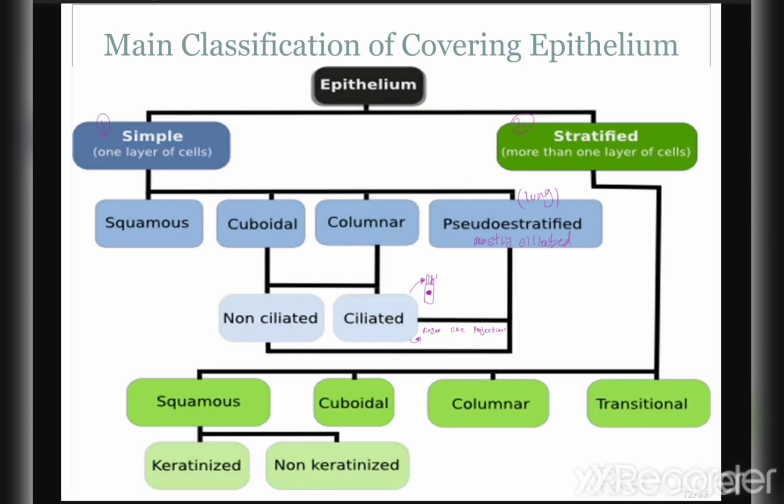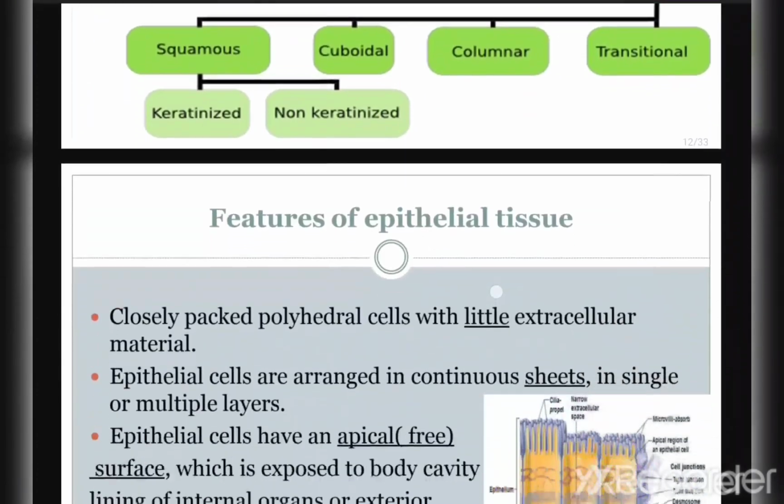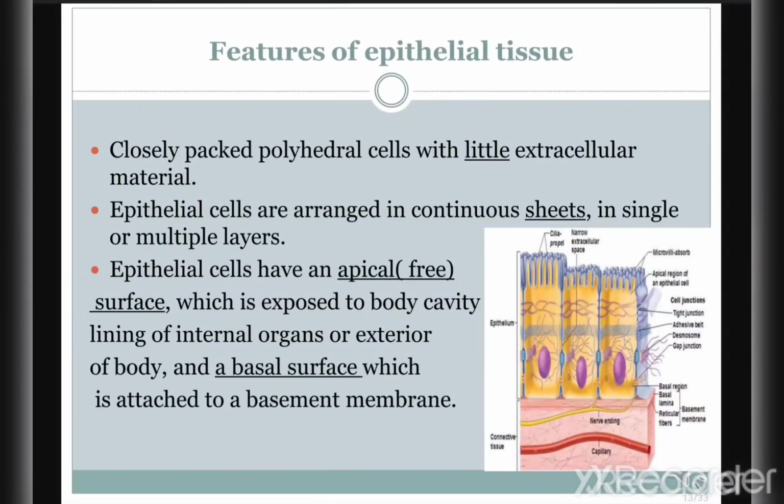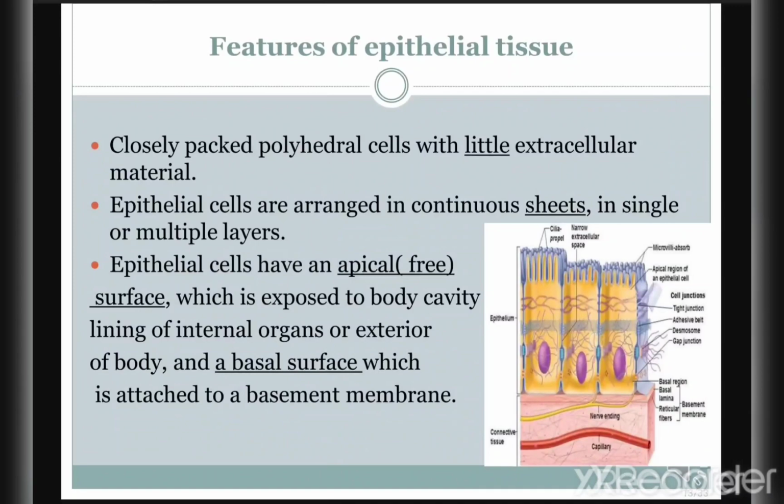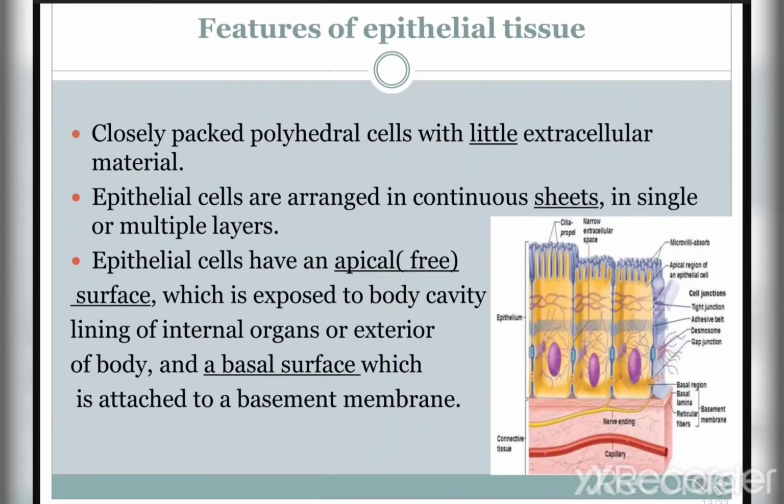Okay, regarding the general features of epithelial tissue, a common feature of covering epithelium is closely packed polyhedral cells. When we say polyhedral we mean multi-surface; the cell has multiple surfaces, for example two surfaces or three surfaces, so it's polyhedral, not fixed, with little extracellular material.